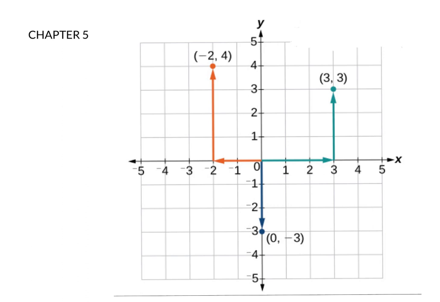Graphing, very, very simple. X value moves you left and right. You'll see 3, 3. I moved right 3, up 3. Negative 2, 4. Left 2, up 4. 0, negative 3. Didn't move at all, then went down.